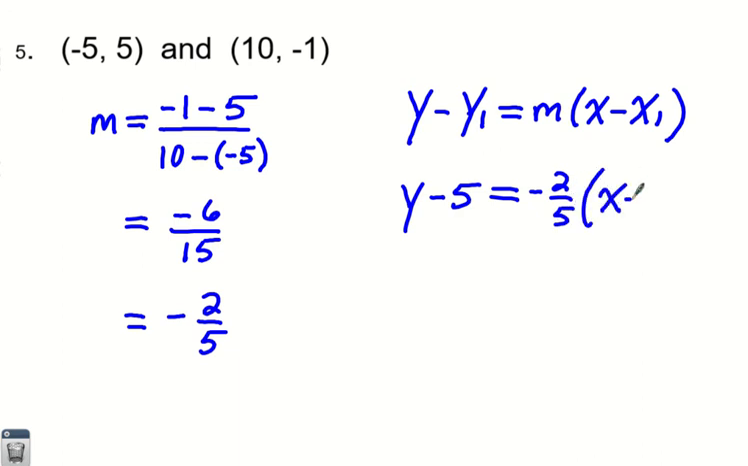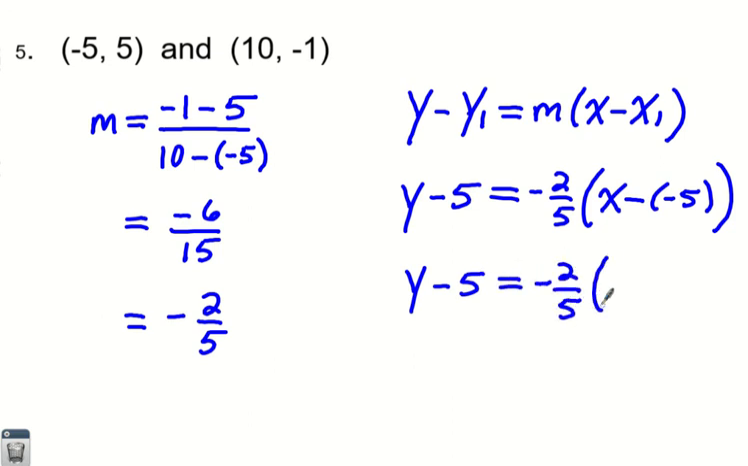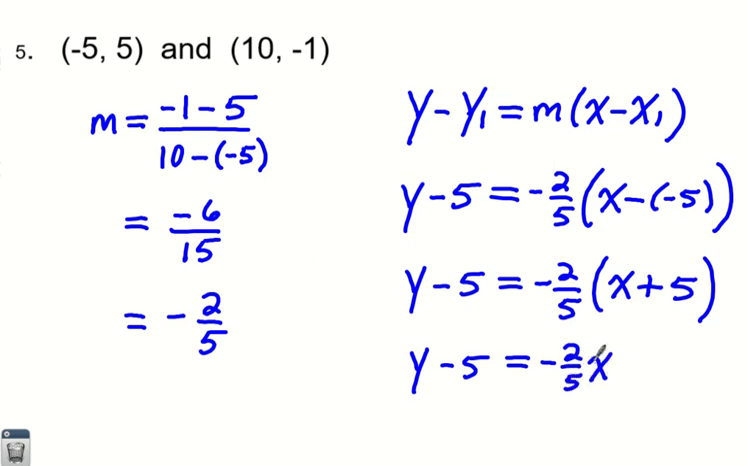And my x1 is minus 5. So this says x minus minus 5, which, if you're super heads up, and normally I'm pretty heads up, I would have immediately just made it x plus 5, because minus minus 5 is plus 5. Now let's distribute to clear the bubble. Negative 2/5 times x is negative 2/5 x. And then negative 2/5 times positive 5 should be negative 2, I do declare.